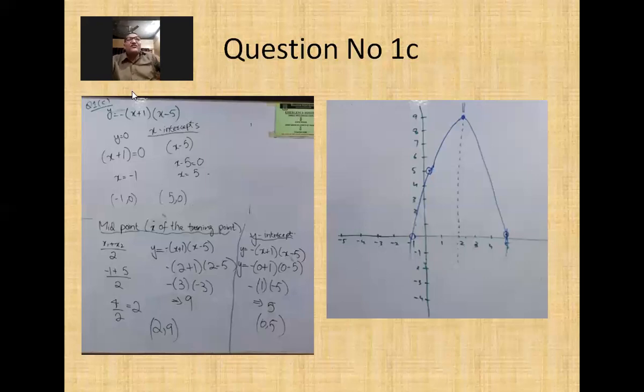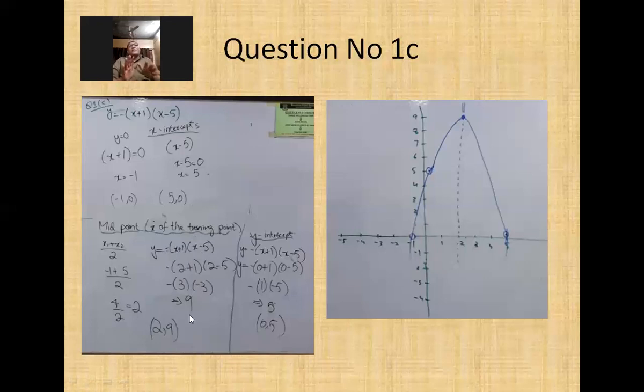So put this x value in the original equation and find the y of the turning point. So y = -(x + 1)(x - 5). That's the original equation. In the place of x, substitute 2. So we substituted here 2. So you see we will have 9. So the turning point's coordinates are (2, 9).